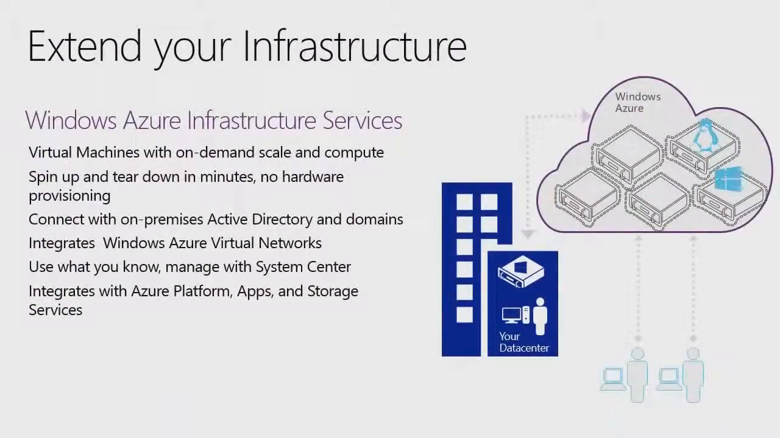One way to use Windows Azure is to extend your infrastructure. Windows Azure Infrastructure Services allows you to spin up and tear down virtual machines as needed. There is no hardware provisioning necessary, and you can scale efficiently for your needs. We understand many of you already have line of business apps that are on-premises. You can take advantage of Windows Azure by extending those apps into the cloud. With Windows Azure, you can scale out your app to multiple instances to handle unpredictable usage. You can also connect with on-premises Active Directory or integrate using Windows Azure Virtual Networks. By extending your infrastructure, you get the best of both worlds by leveraging existing assets and new capabilities in the cloud.